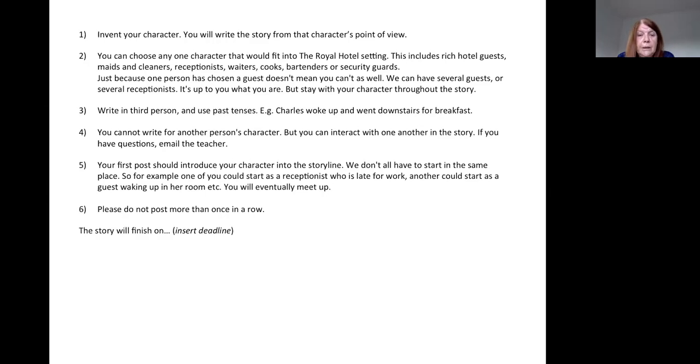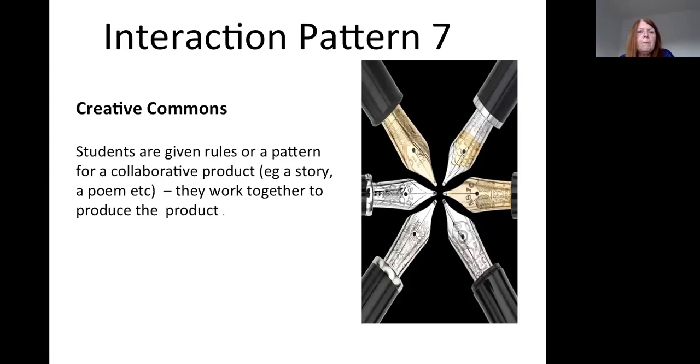And then you have to have a deadline for the story. And again, this is a somewhat chaotic activity, but it's huge fun. People interact in all sorts of interesting ways, and somehow, magically, some sort of storyline kind of develops out of it. I call that Creative Commons. Students are given the rules or a pattern for a collaborative poem or story and work together to produce the product.